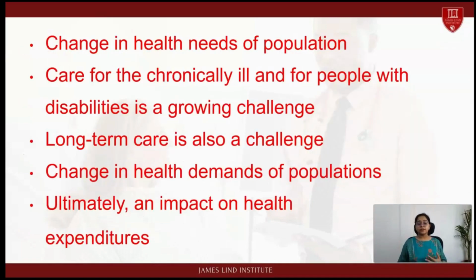Now, because of these factors, what happens? There is a change in the health demands of the people. There is a change in the health needs of the people. Giving long-term care, or giving care to the people who have some disabilities, becomes challenging. And ultimately, the health expenditures also increase. So basically, we can say it also has some negative or adverse impact on health expenditures as well. So, because of these factors like demographic transition or epidemiological transition, there are such challenges that every country faces.